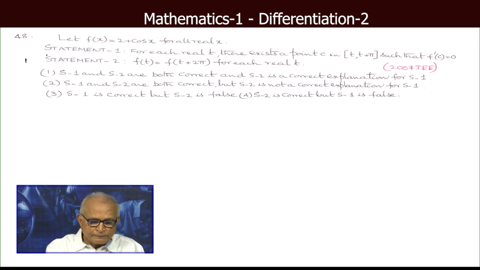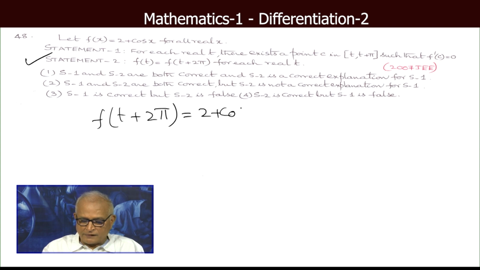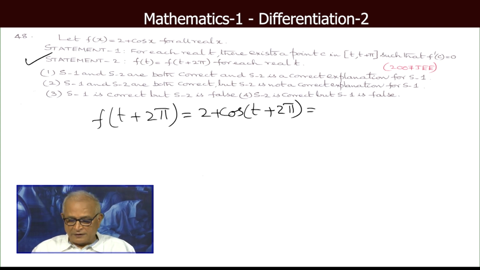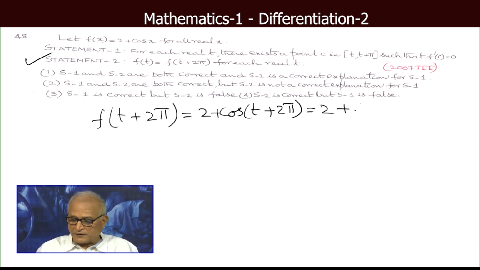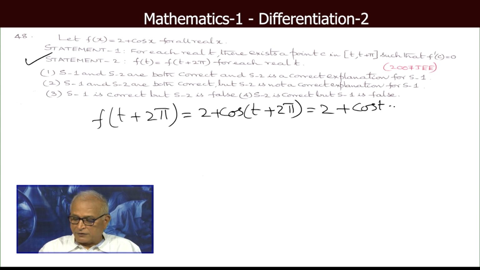Why? Because f(x) equal to 2 plus cos x, f of t plus 2 pi is equal to 2 plus cos of t plus 2 pi. You know cosine is a periodic function with a period equal to 2 pi. So, this is 2 plus cos t, that is equal to f of t for all t. So, the second option is correct this way.